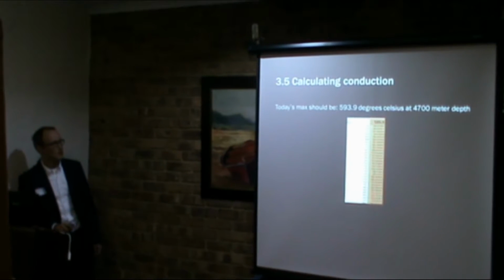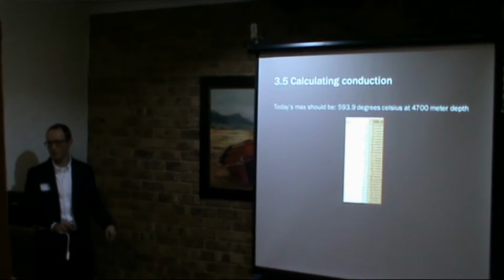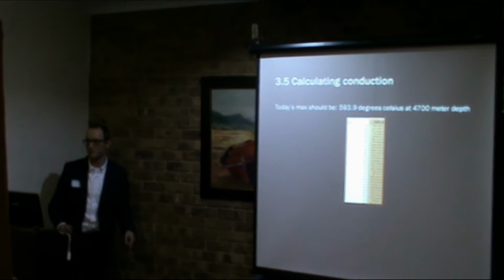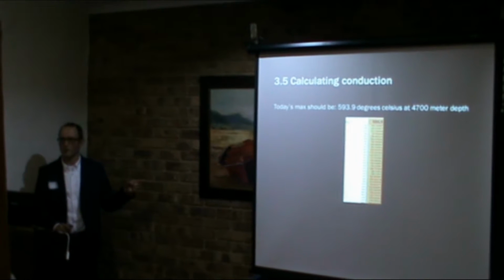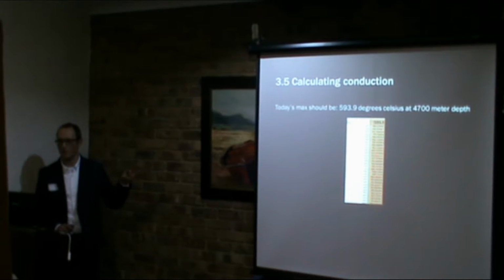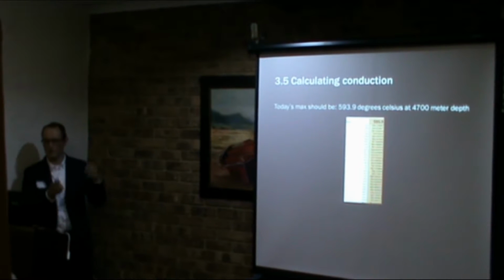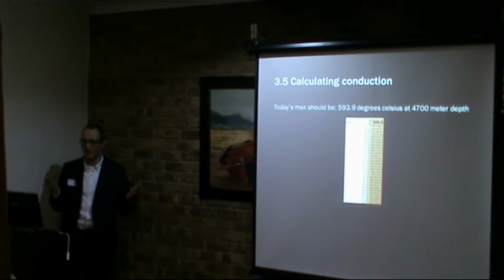Nowadays then the maximum should be about 600 degrees Celsius at 4.7 kilometers deep, after only a couple of thousand years. So if you would take millions of years, the entire oceanic crust would have been very, very cold. So this means that volcanic activity cannot last that long.